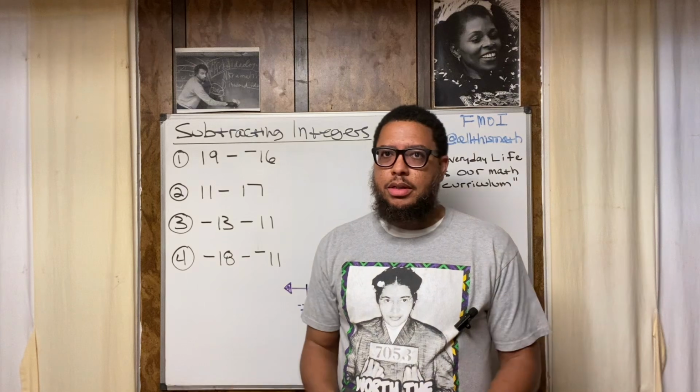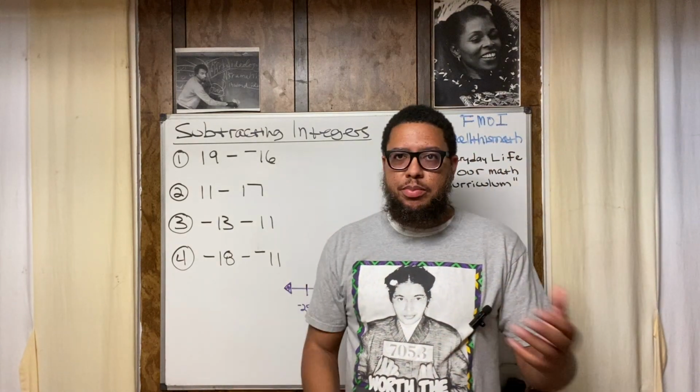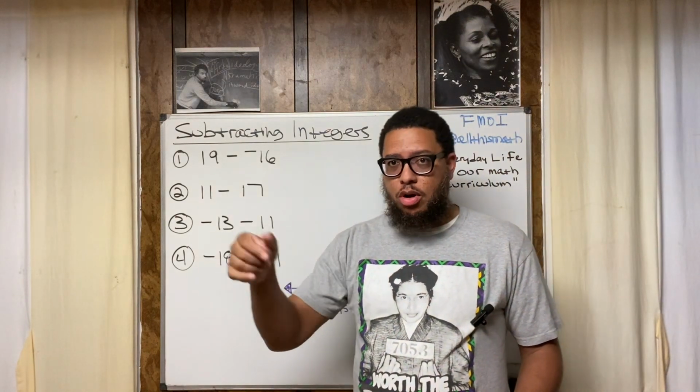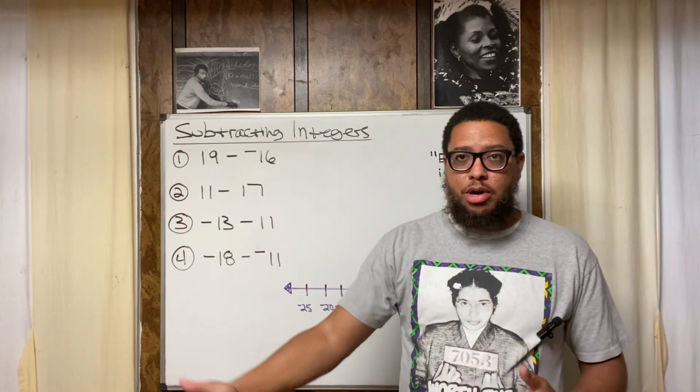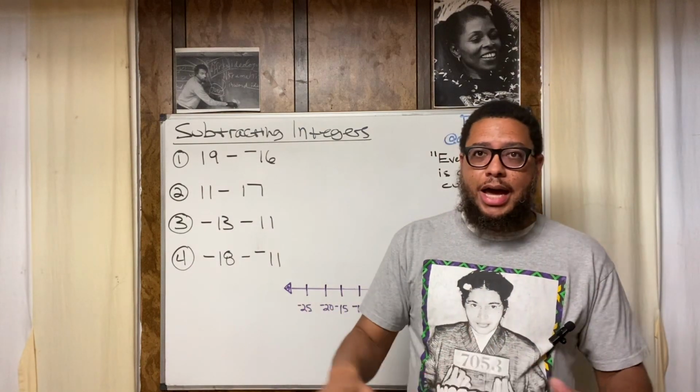3.2, that's 3 and 2/10 or 3 and 1/5 or 3.2. It's not an integer because it's got that fraction. If you convert it to a mixed number, it's got that fraction part, it's got that decimal part. So if you see fractions or decimals, it's not an integer.